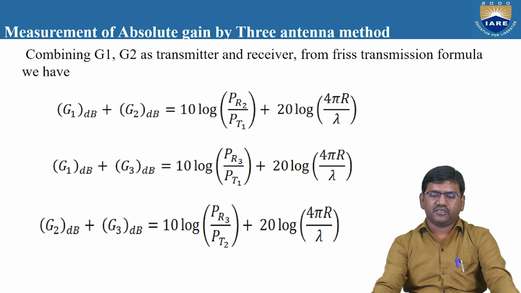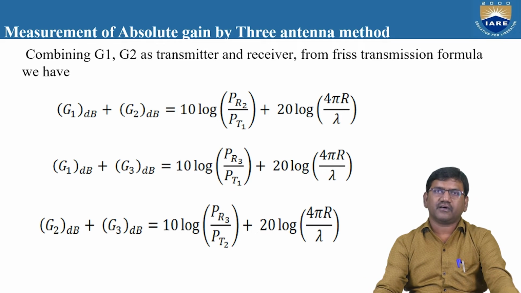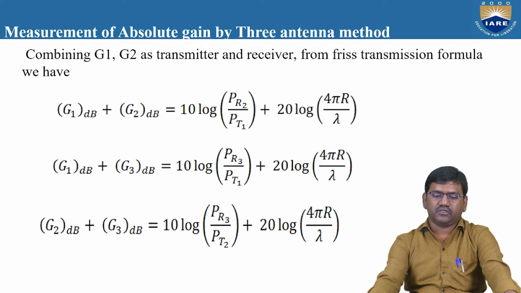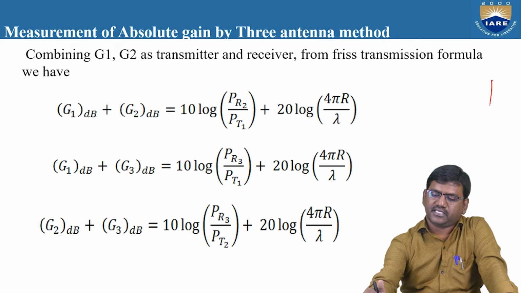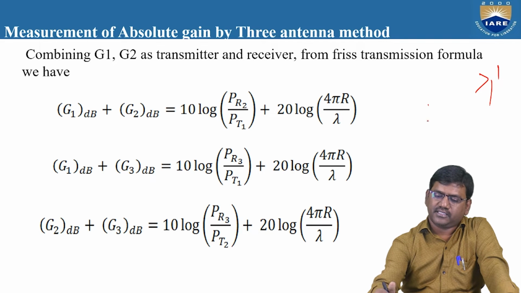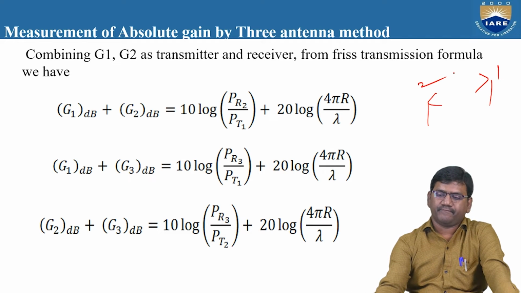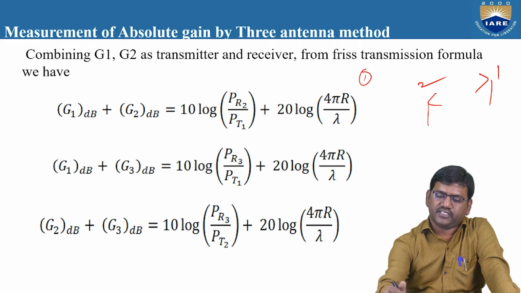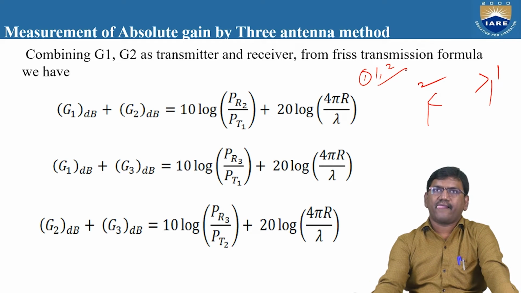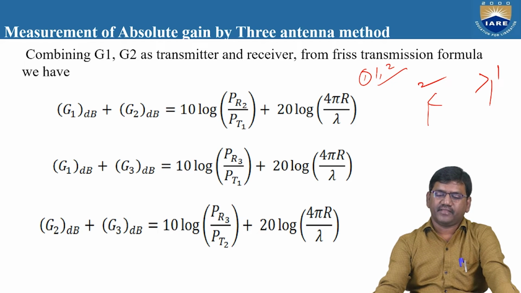By use of the Friis transmission formula explained in the previous slide, we have seen G1 plus G2 is equal to 10 log PR by PT1 plus 20 log 4 pi r by lambda. Here you can see antenna 1 and antenna 2. In the first case, 1 and 2 have been combined. The second antenna is the standard gain antenna.